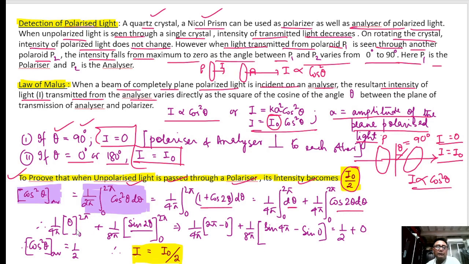Integrating it, we get theta plus sine 2 theta by 2, multiplied by 1 by 8 pi. Putting the limits 2 pi and 0, it becomes half, and the sine term becomes 0. That means the average of cos square theta is coming out to be half. That is why we can say that the intensity of the unpolarized light coming out of the polarizer will be I0 by 2.